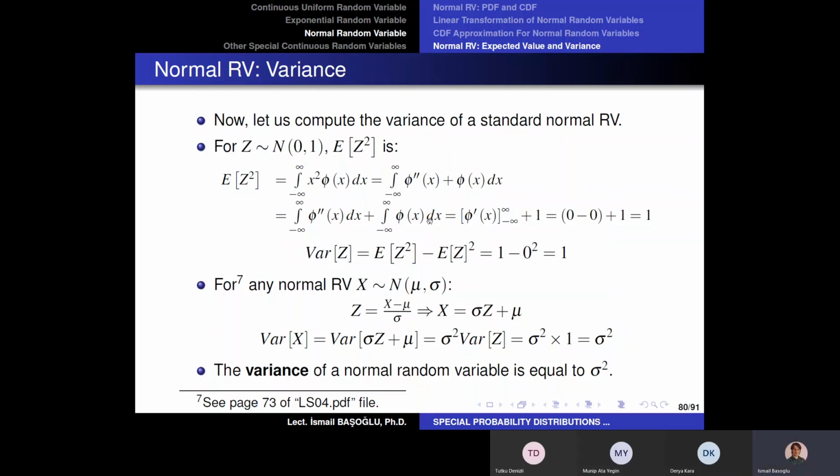And the second integral is what? It is the integral of phi x, which is supposed to be equal to 1 because that is the area under the PDF, right? And the area under the PDF is always equal to 1. So the result is 1. The expected value of z squared is 1. Remember, what is the variance of z? What is the variance of a standard normal random variable? Expected value of z squared minus the square of the expectation, which is 1 minus 0 squared, and that is 1. So the standard normal random variable has the variance equal to 1.